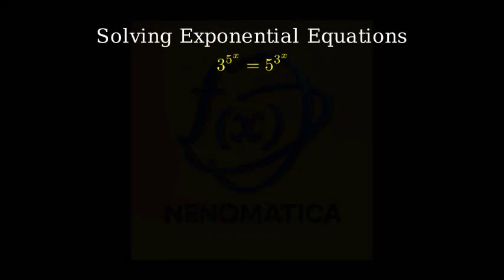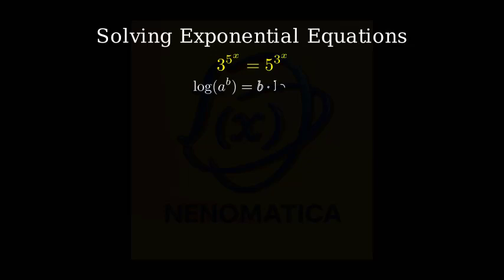The equation we need to solve is 3 raised to the power of 5 raised to the power of x equals 5 raised to the power of 3 raised to the power of x. This equation looks quite complex because it involves nested exponents. When solving equations with nested exponents like this, we often use logarithms to simplify the problem.